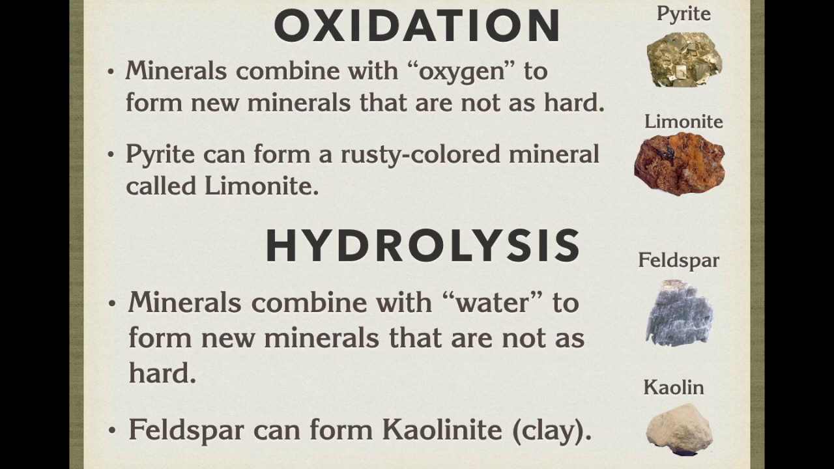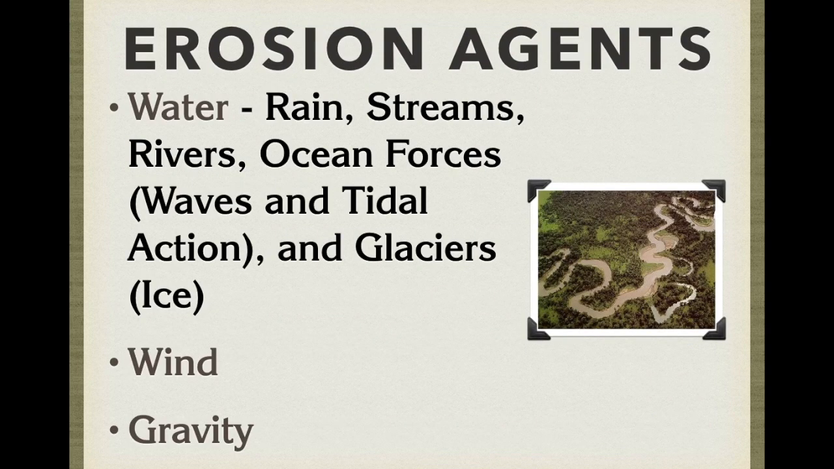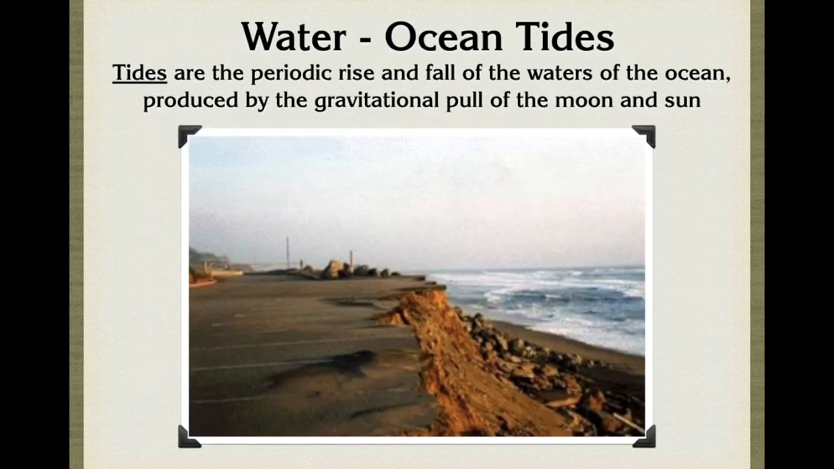And as it turns to a clay-like substance, it's more brittle and not as hard. Now, as we move away from weathering, let's talk about erosion agents. The three main erosion agents are water, wind, and gravity. We're going to talk in the future about what tides are. So tides specifically are going to be the rise and fall of water.